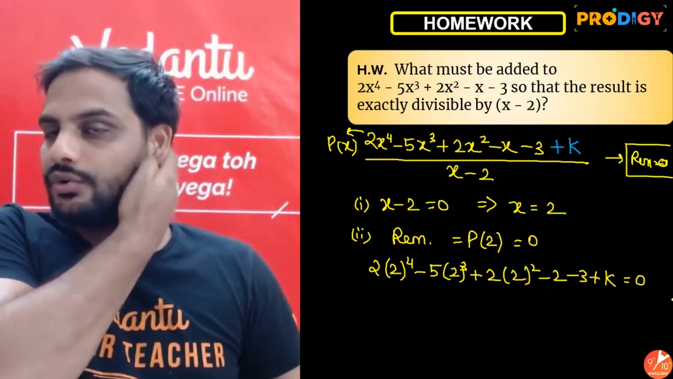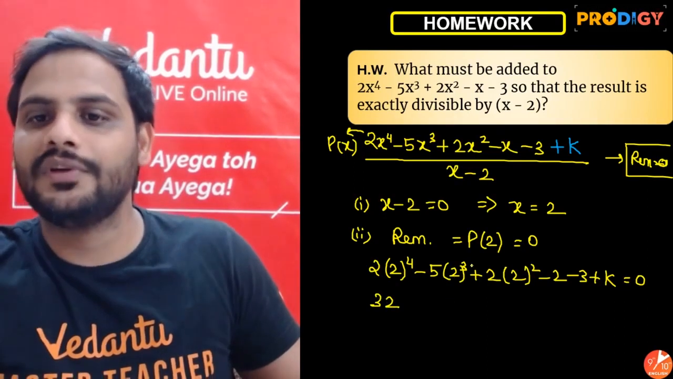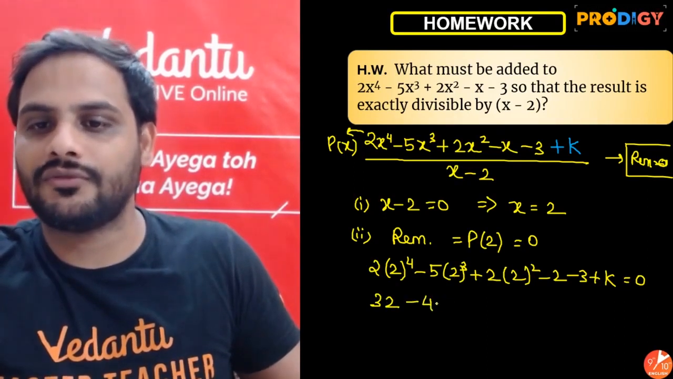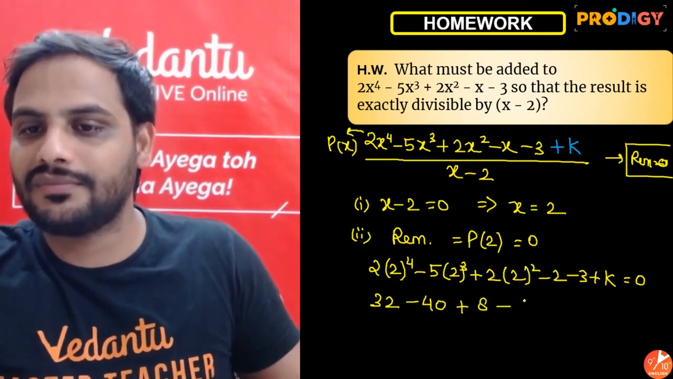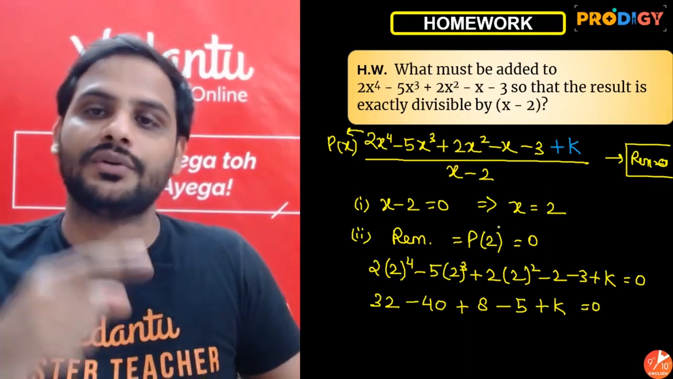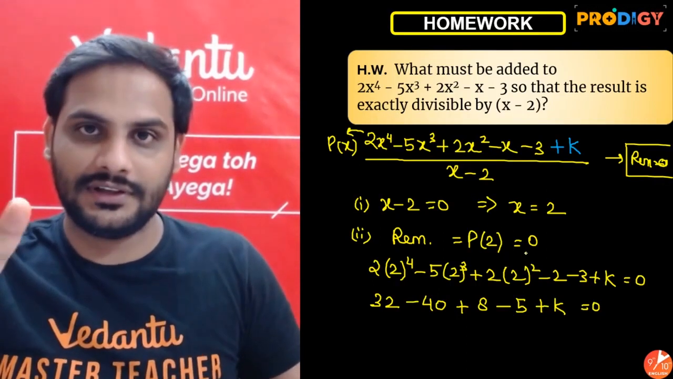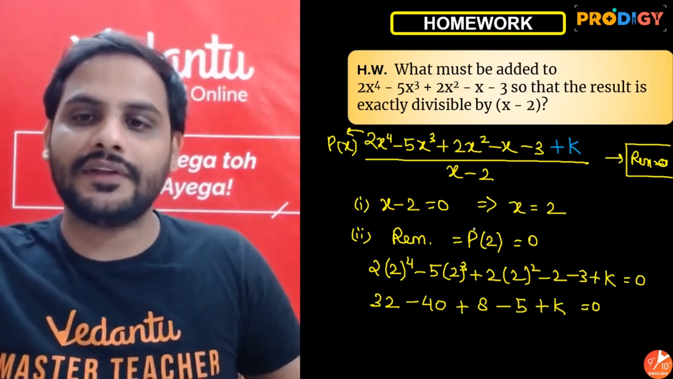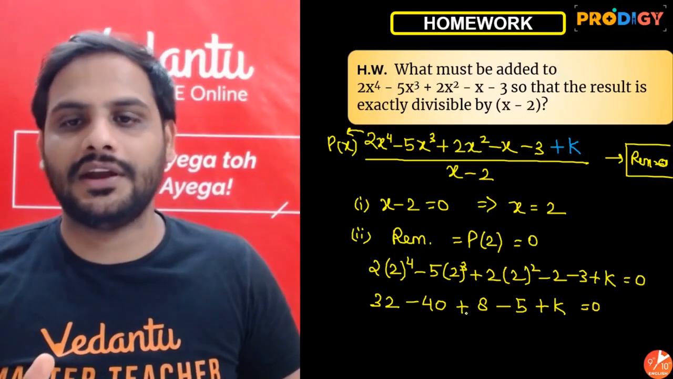Okay, beta? So 2 raised to the power 4 is 16, into 2 is 32. 2 cube is 8, 8 into minus 5 is minus 40. 2 square is 4, into 2 is 8. Minus 2 minus 3 is minus 5 plus k, and it should be equal to 0, because it is exactly divisible. That is why it is equal to 0. So 32 minus 40 is minus 8 plus 8 is 0.